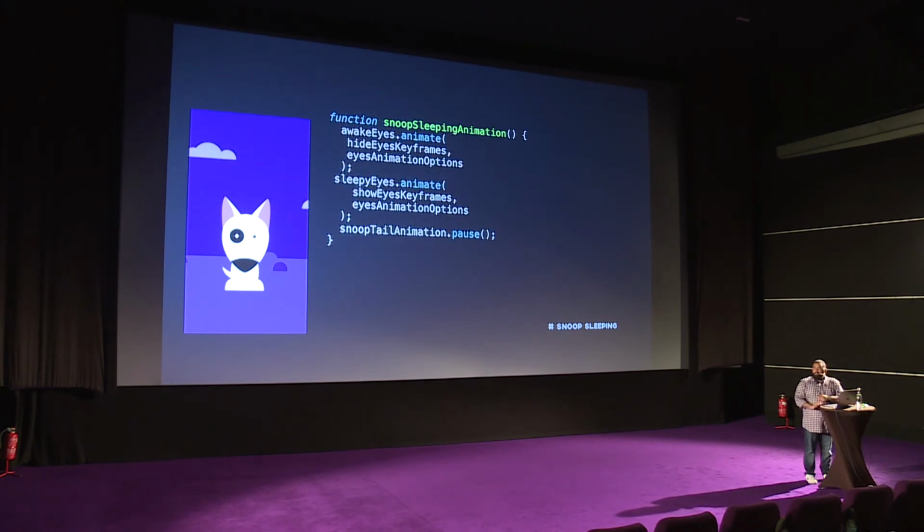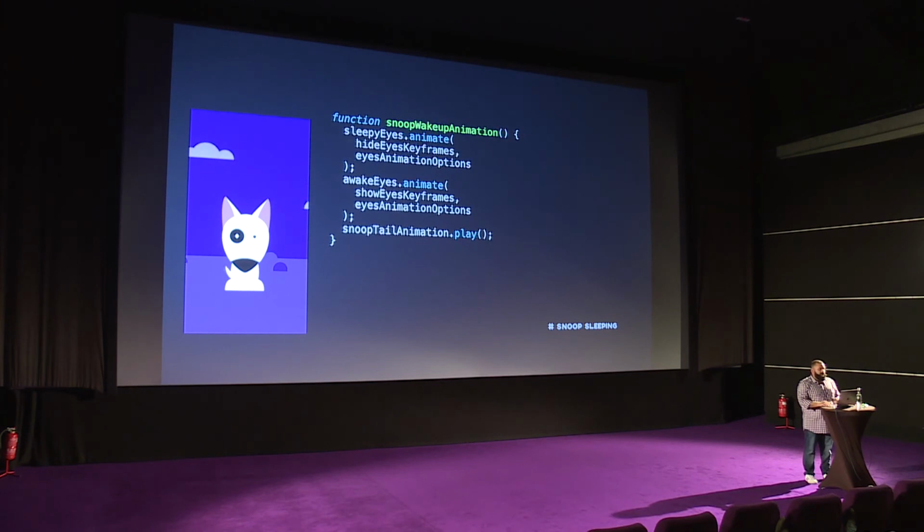And the function that will make him sleep is basically this: I will hide the awake eyes, and then I will show the sleepy eyes. And here I have to use this method, pause, to pause his tail. Yeah, to pause his tail. And now I could know if he's awake or not. And the same thing is happening here. When I wake him up, I hide the sleepy eyes, and I show the awake eyes, and then I have to play the animation for the tail again.